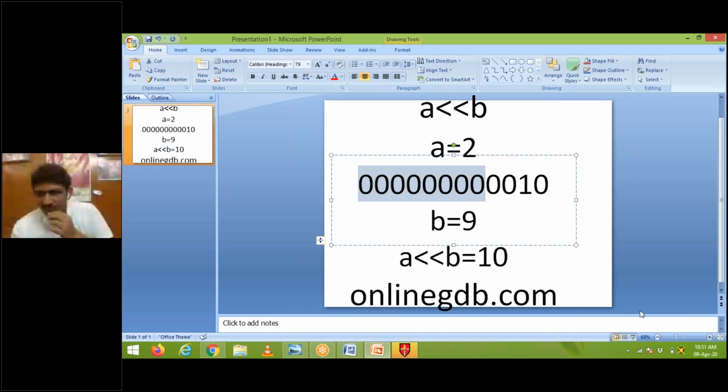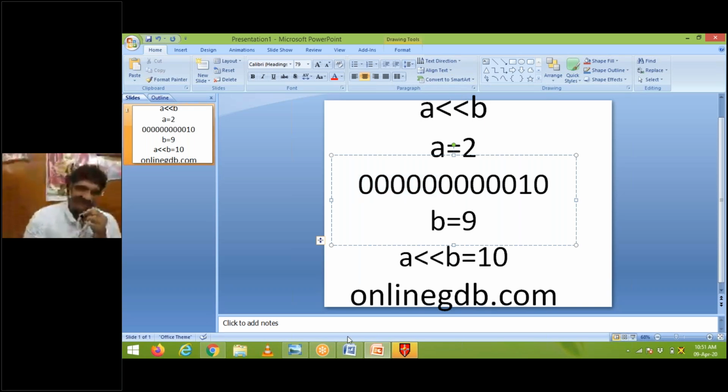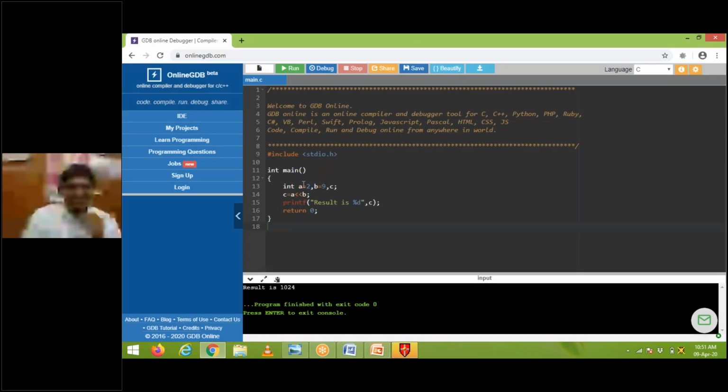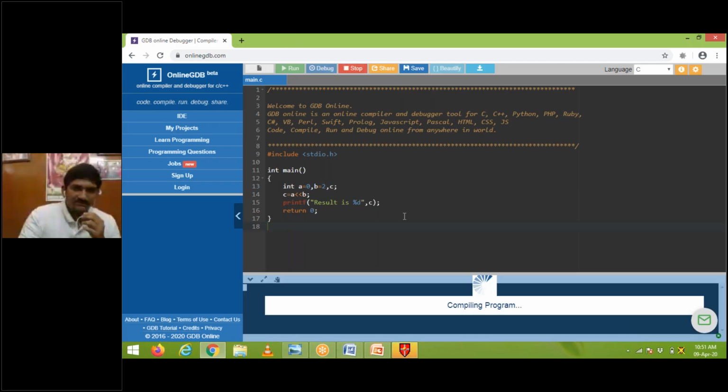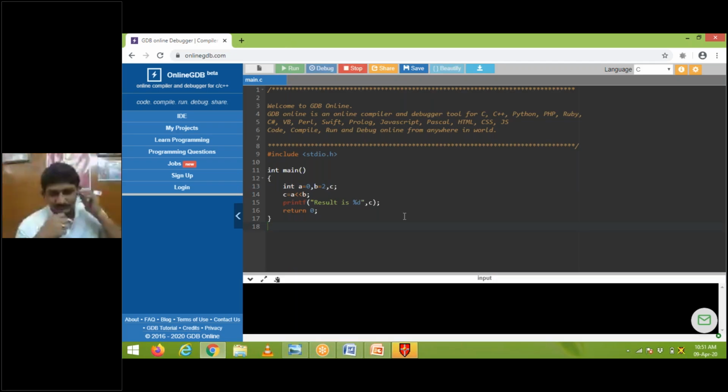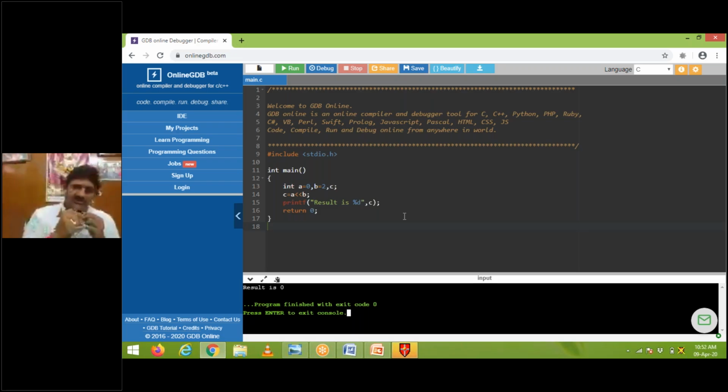And sir, if a equal to 0, what will happen? Okay, very good question. I'm giving a value 2, b value 2. Obviously it will give the value 0. Okay, because if you take any number of zeros, 2 zeros will be added on the left side, and on the right side the result will be 0 only. Okay, that is the answer.